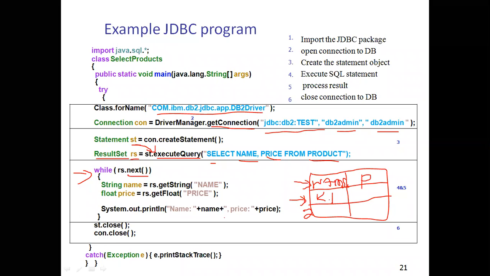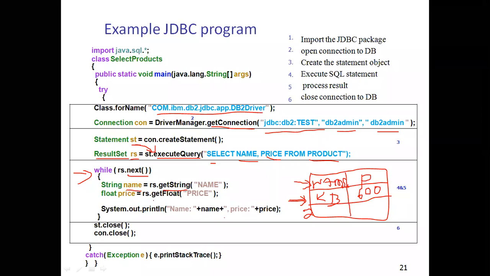Suppose keyboard is the product name, price 600. This is my first record in my table. Initially the cursor is pointing at the top of your table. Once rs.next occurs, it points to the first row of your table. Then it will read the first data from the table. The first column is name, and the data type is a string, not numeric. So you have to use rs.getString, and the result is stored in this string variable, name.